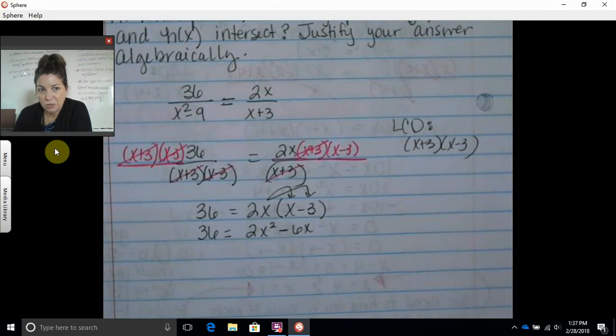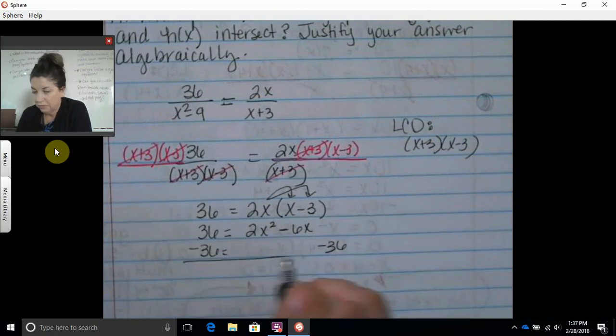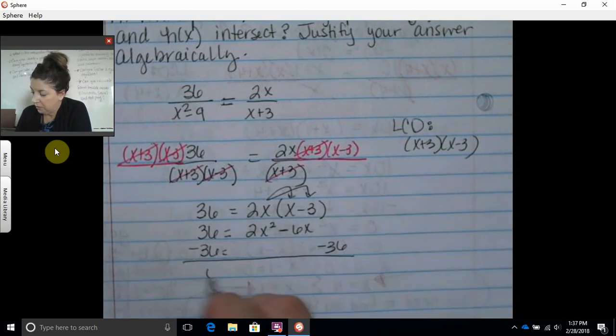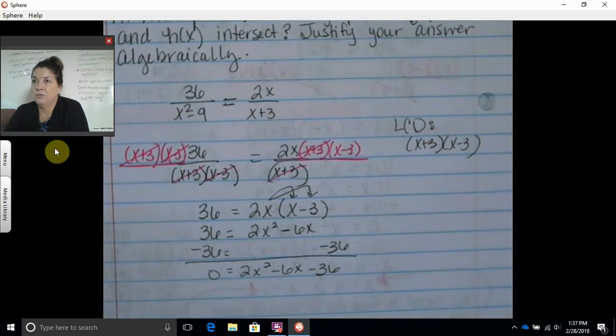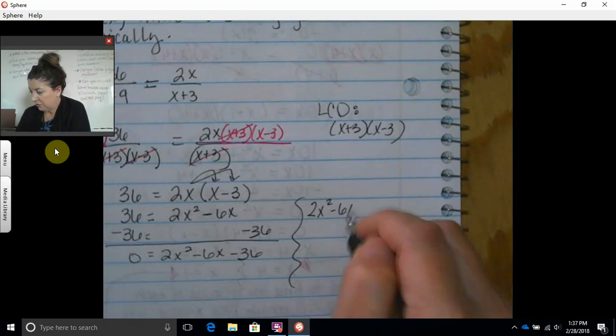Am I going to be able to isolate x or set equal to 0? Set equal to 0, because I have a quadratic term and a linear term. So I have 0 equals 2x squared minus 6x minus 36. Set equal to 0, and it's in standard form. It's a quadratic, so if I didn't even want to try factoring, I could just go to the quadratic formula or completing the square. But I prefer factoring if possible. So I'm going to try and factor over here on the side.